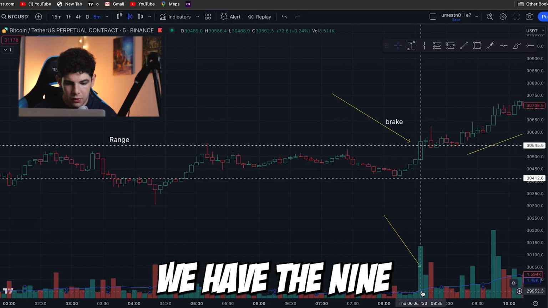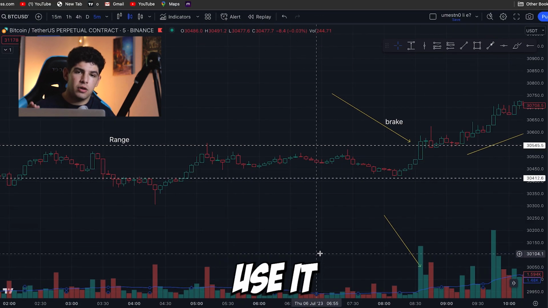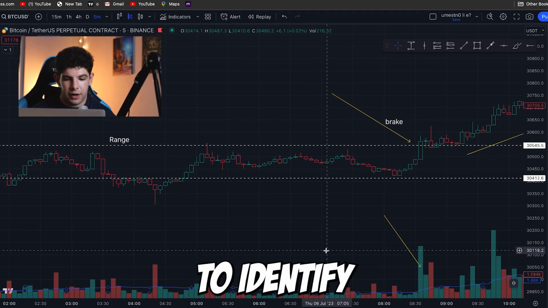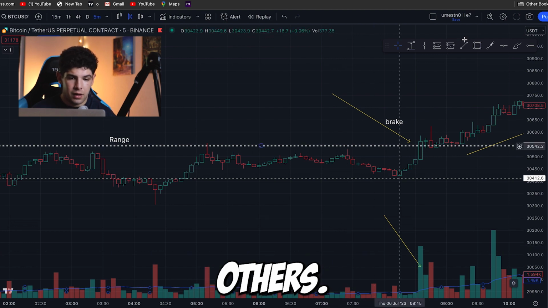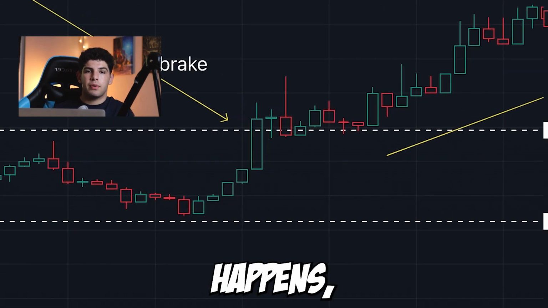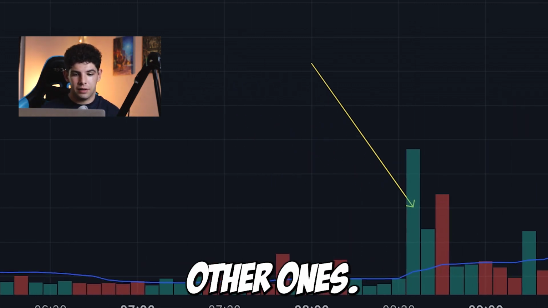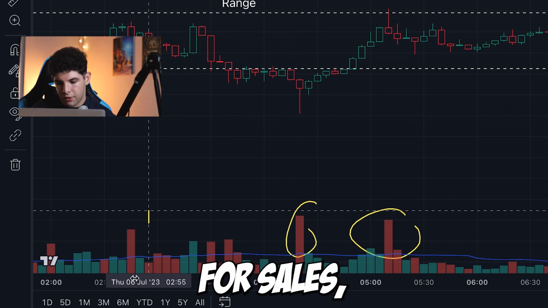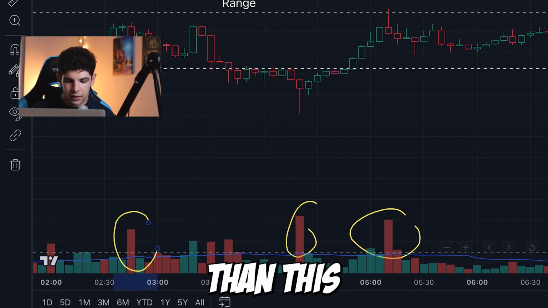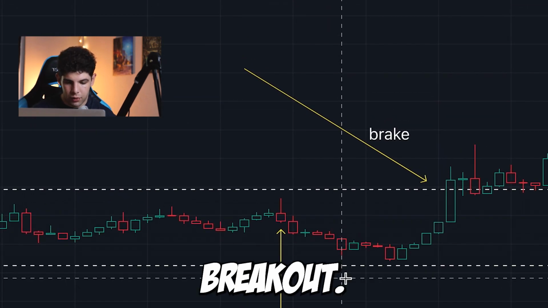As you can see, we have the 9 EMA on the volume, and I actually use it from time to time to identify which volume bars are bigger than the others. Most of the times when a breakout happens, the volume bar is significantly higher than the other ones. Those volume bars right here, which are for sales, are way bigger than this bar right here. And this bar happened to be a false breakout.